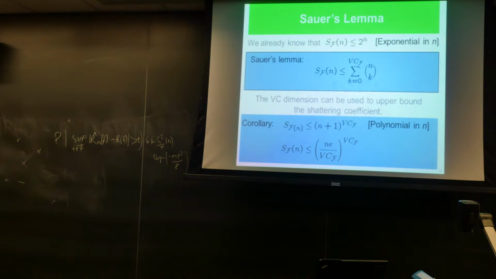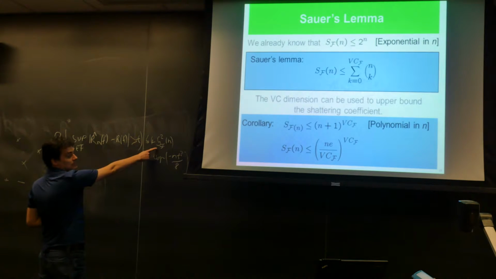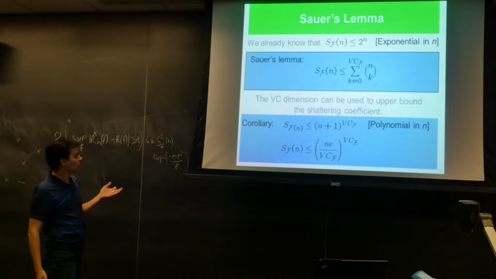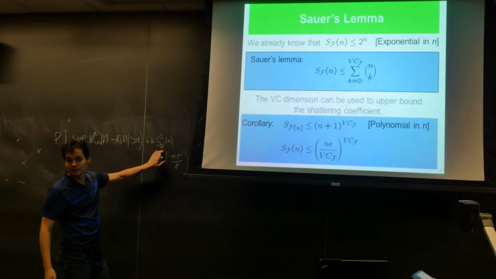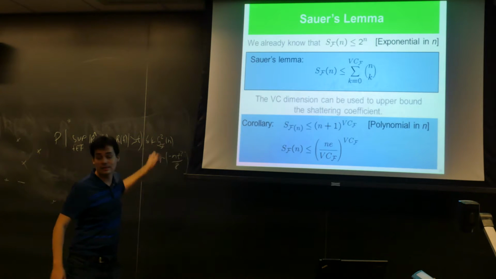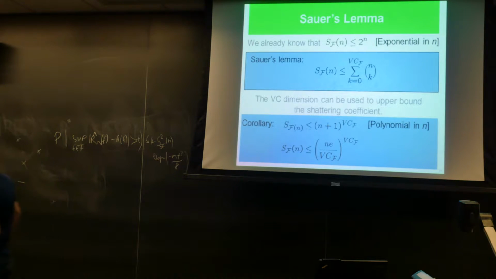So a very, very naive theorem could be that I just replace this S_F(n) with 2 to the n. But that's a very loose bound. We want to upper bound this S_F(n), because this is exponential in n. We want to upper bound this S_F(n) in terms of VC dimension. And if you look at this guy here, what's the nice property of this? Polynomial. Right, it's polynomial in n.